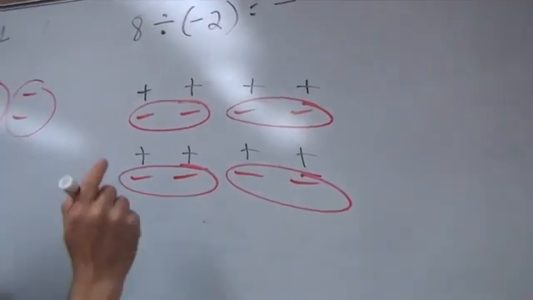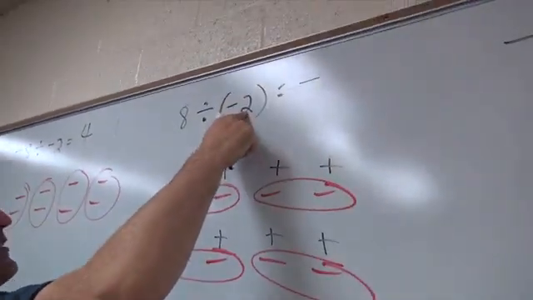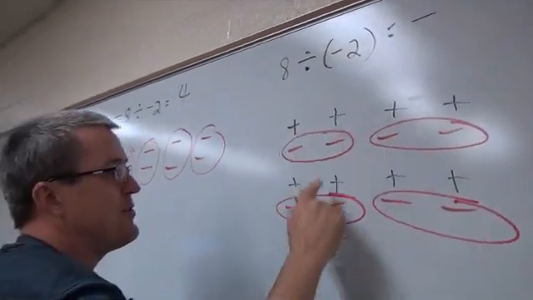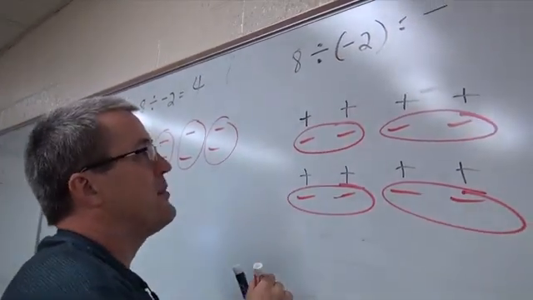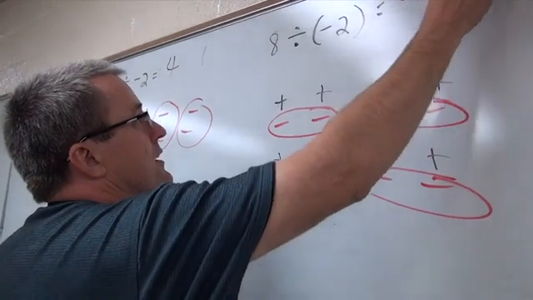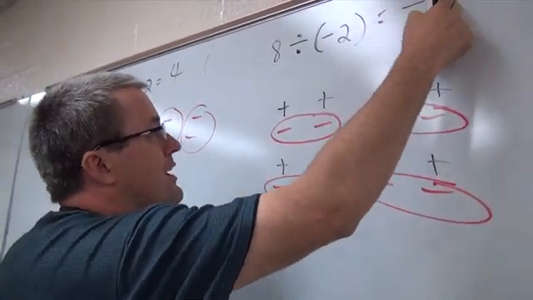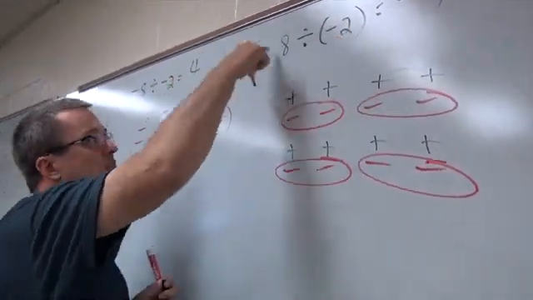Got it. How many copies of negative 2 did it take? 1, 2, 3, 4. And did I put them on or take them off? I took them off. If you take off 4 copies of negative 2, you'll get to 8.